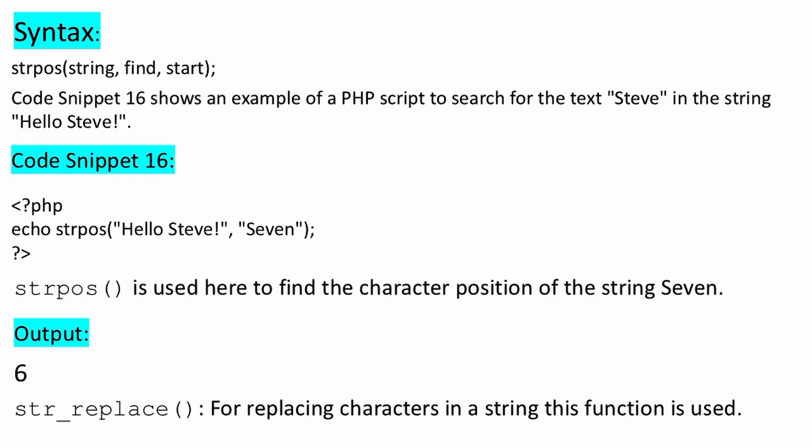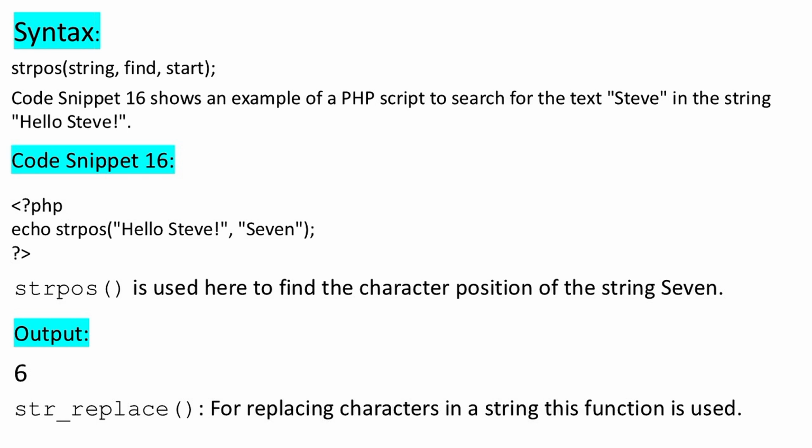Now let's understand how the strpos function works in PHP. The syntax for this function is written as strpos, string, find, start. It accepts 3 parameters. The first one is the string you want to search within. The second one is the text you want to find, and the third one, which is optional, defines the position from where the search should begin. This function is very helpful when you need to locate the position of a specific word or character inside a longer string. To see this in action, let's look at a simple example.